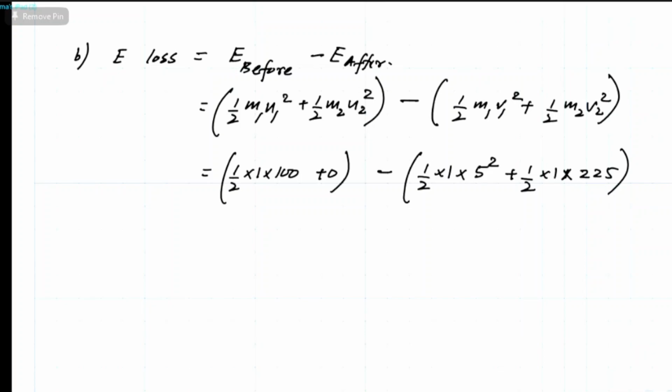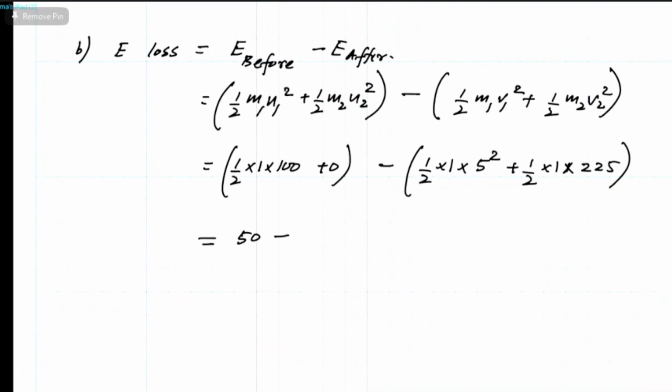So what number is it? 50, right? Minus 12.5 plus 100 something. So now this is a negative value. Right? So what is the conclusion here? Energy loss is a negative number. If energy loss is a negative number, what do you mean by that?